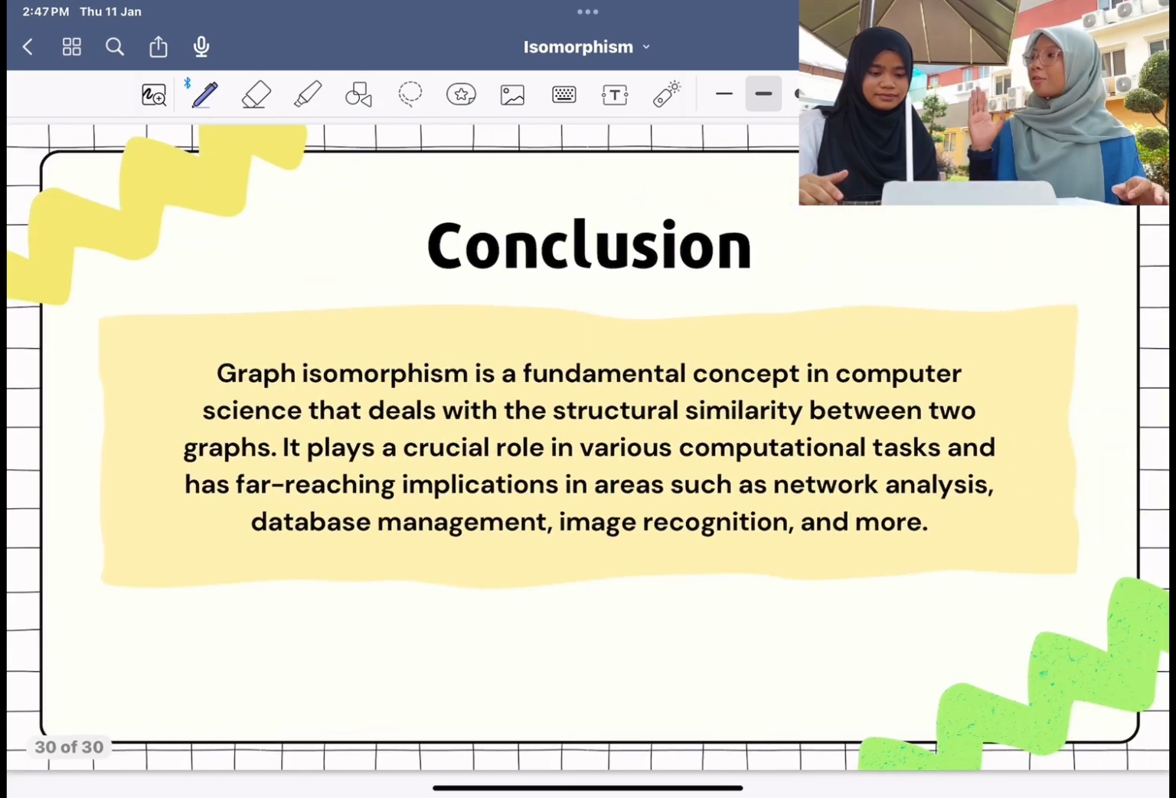So let's move on to the conclusion, shall we? In conclusion, graph isomorphism is a fundamental concept in our daily life, especially in computer science, as it deals with the structural similarity between two graphs. It plays a crucial role in various computational tasks and has far-reaching implications in areas such as network analysis, database management, image recognition, and many more.